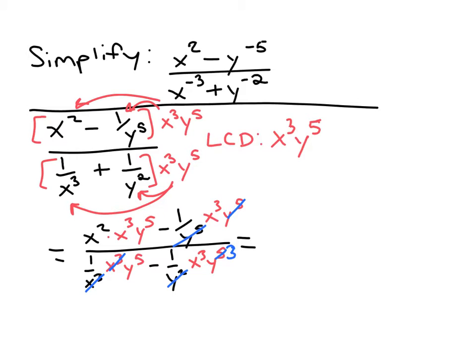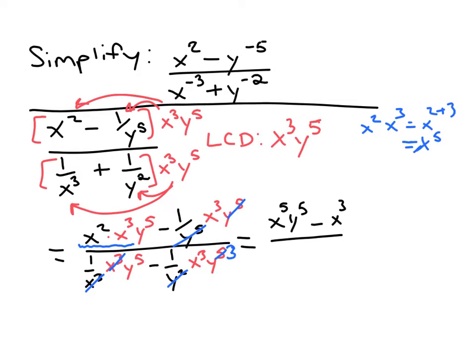Now, also note that with expressions like this, so x squared times x cubed, you should add the exponents. Let me write a little scratch work off to the side up here. So x squared times x cubed is equal to x to the 2 plus 3. So, x to the 5th. So down here, x squared times x cubed, so that's x to the 5th times y to the 5th, minus x cubed, since the y to the 5th is canceled. Down here you just have 1 times y to the 5th, so just y to the 5th here, minus 1 times x cubed, y cubed.